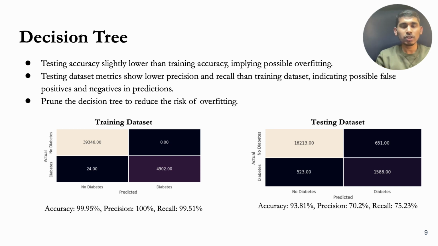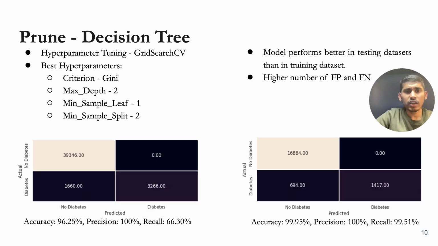So we need to prune the decision tree to reduce this risk. Overfitting occurs when the decision tree model becomes too complex or learns the training data too well, and this leads to poor performance on unseen data. To avoid this, we need to prune the decision tree. Basically, pruning the decision tree will help to simplify it, and it can improve its generalization ability.